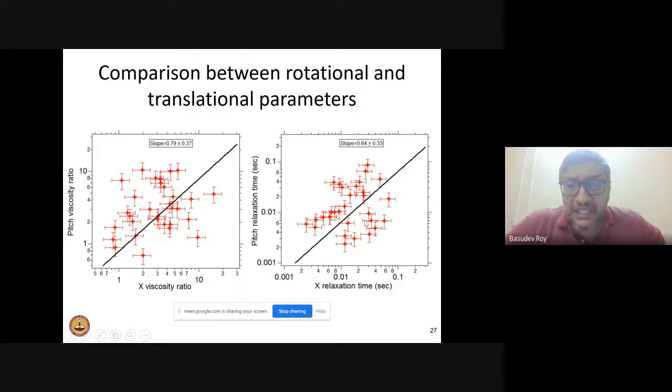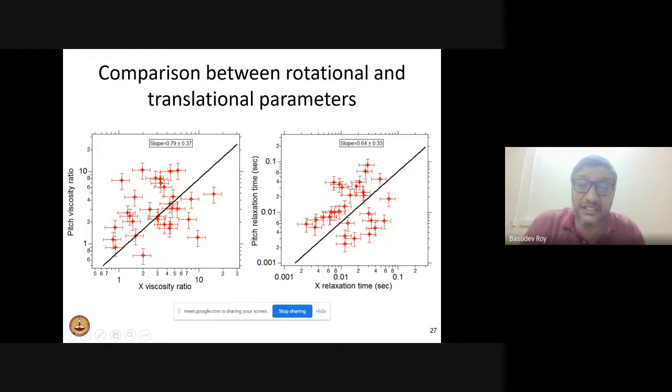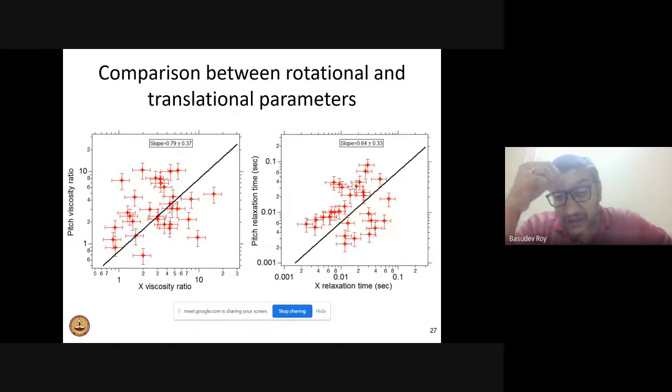And the other thing is the relaxation time, the X relaxation time and the pitch relaxation time. It is grouping well pretty much here. So there's not much change in the relaxation times, which is what I had expected from this kind of polymer stretching model. It's grouped actually. If you look at it on the linear plot, it will be grouped.